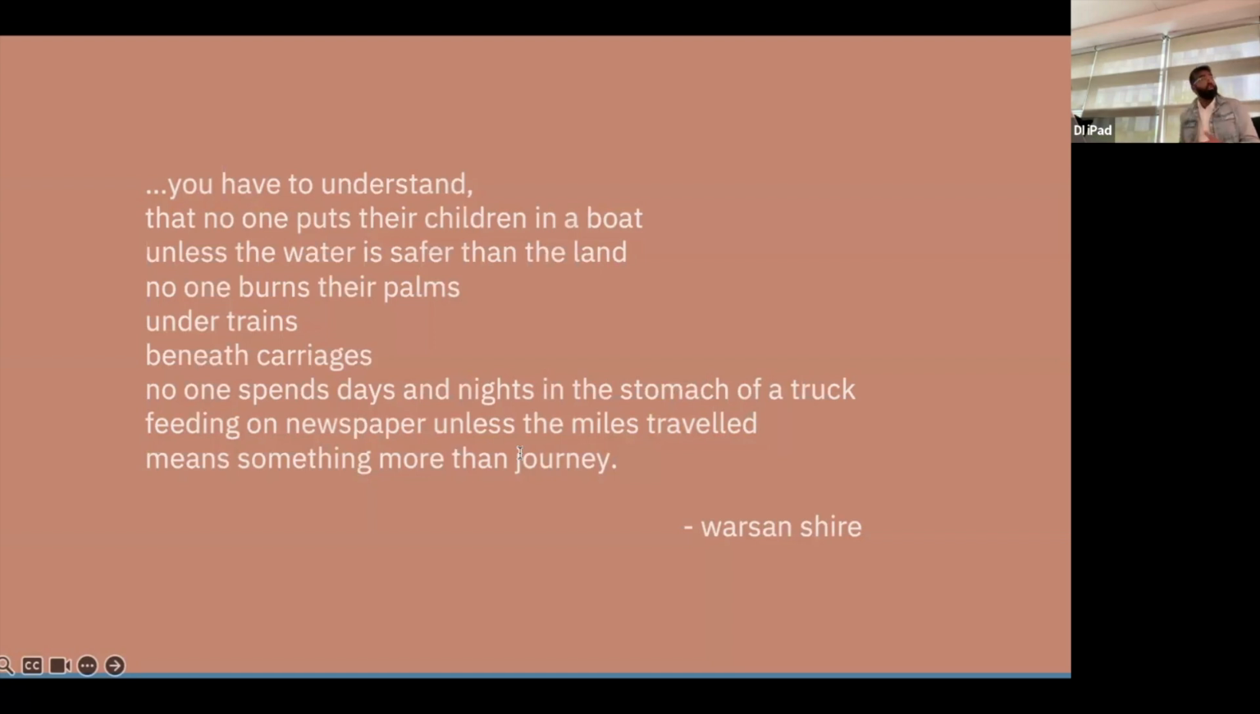And she writes in that poem, it's a much longer poem, this is just a small part of it. She writes, you have to understand that no one puts their children in a boat unless the water is safer than the land. No one burns their palms under trains, beneath carriages. No one spends days and nights in the stomach of a truck, feeding on newspaper, unless the miles traveled means something more than journey.